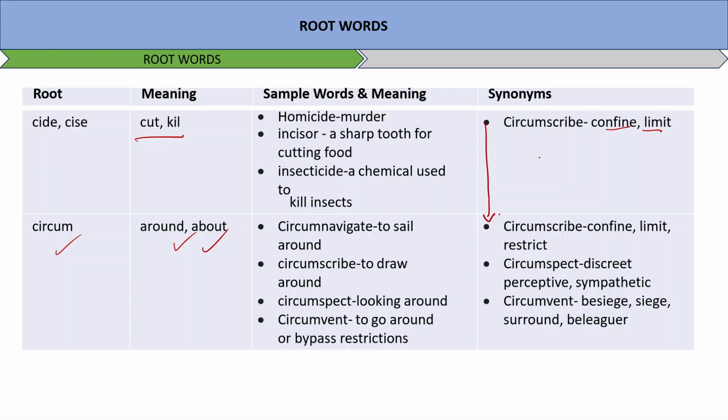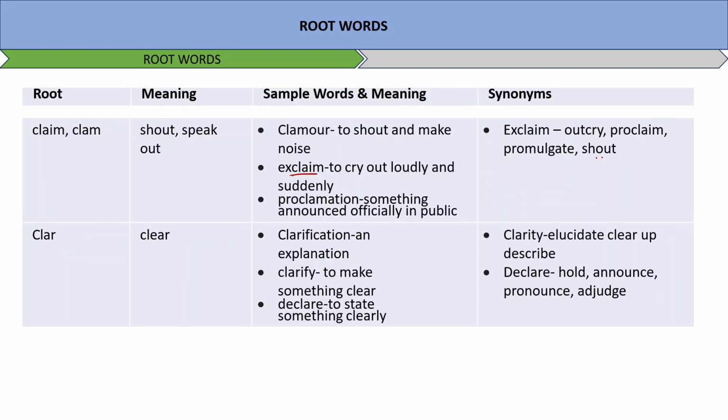Now, claim here means shout or speak. Clamor, to shout or make noise. Exclaim, to cry out loudly and suddenly. Proclamation, something announced officially in public. Similarly, exclaim means outcry, proclaim, promulgate, shout. Clar means to clear. Clarify, clarification, declare, to state something clearly. Clarity, elucidate, clear up, describe, declare, announce, pronounce, adjudge. These are some of the words associated here.